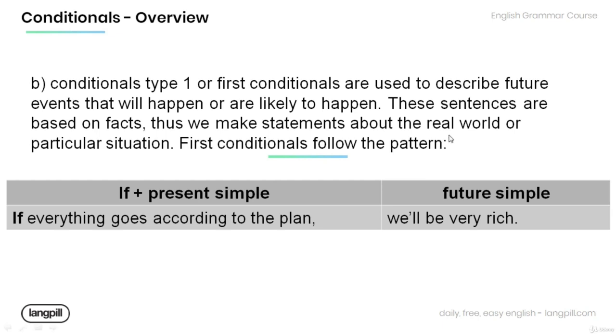Remember that first conditionals follow the pattern if plus present simple and future simple. Have a look at the example below. If everything goes according to plan, we'll be very rich. Now this sentence describes a future that is likely to happen.